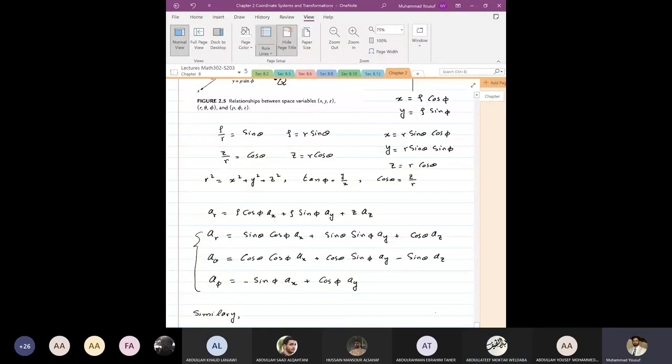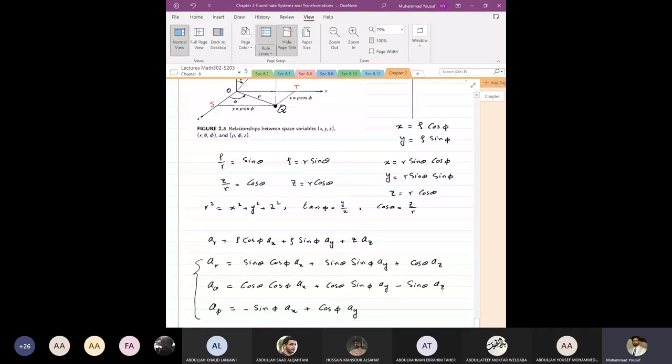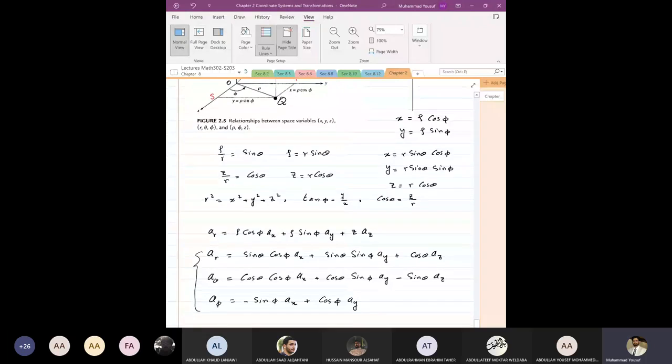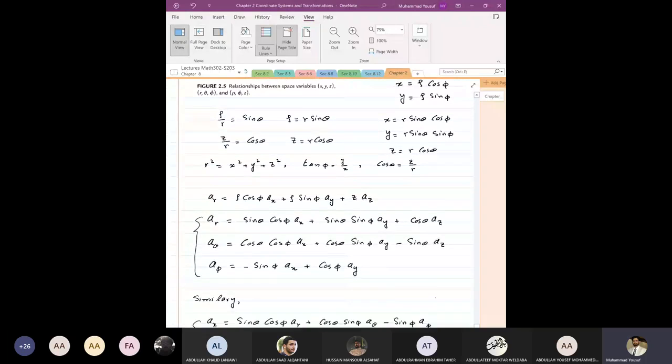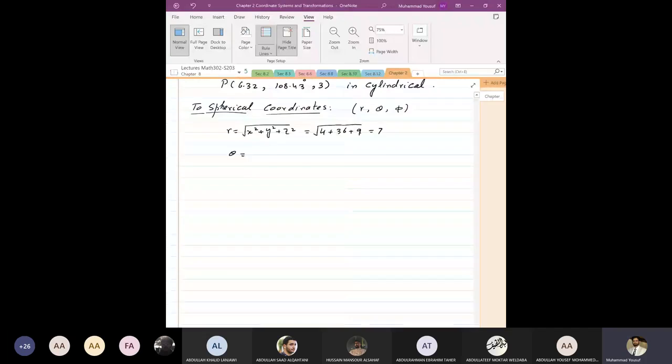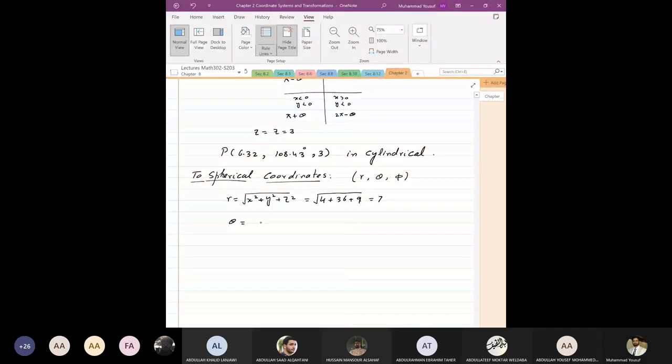Okay. So it is r, theta, phi. Phi is the same, y over x. You are seeing here on the screen: tan phi equal to y over x. So it is the same, but theta is cosine inverse of z over r. So cosine theta equal to z over r. So it is cosine inverse of z is 3, r is 7.